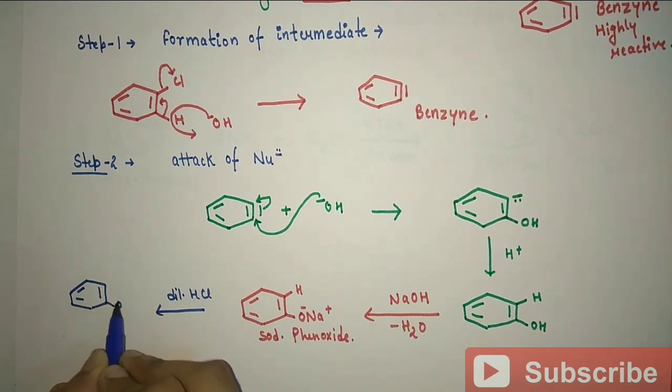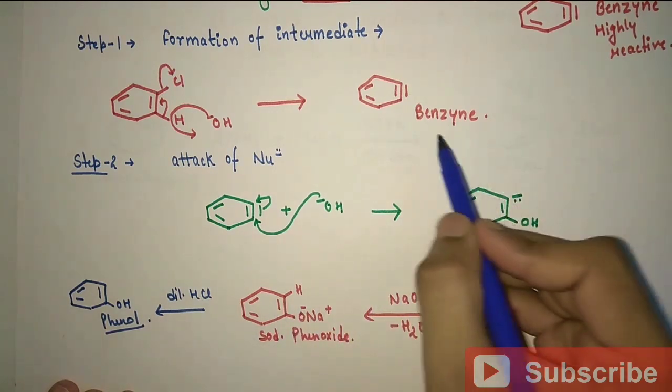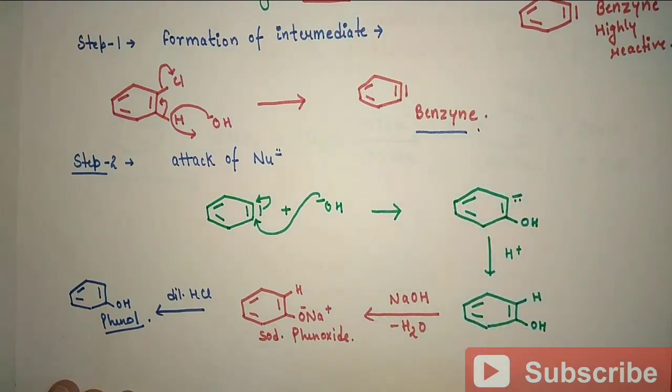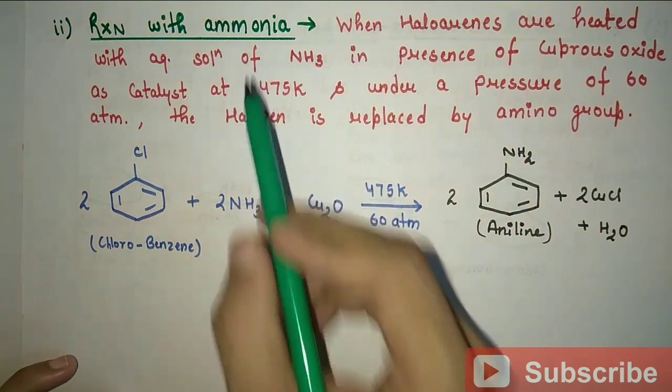Okay, this is our main product, that is phenol. So this is the overall mechanism of the Dow process. It occurs via the benzyne intermediate. Okay, now another type of nucleophilic substitution reaction is reaction with ammonia.